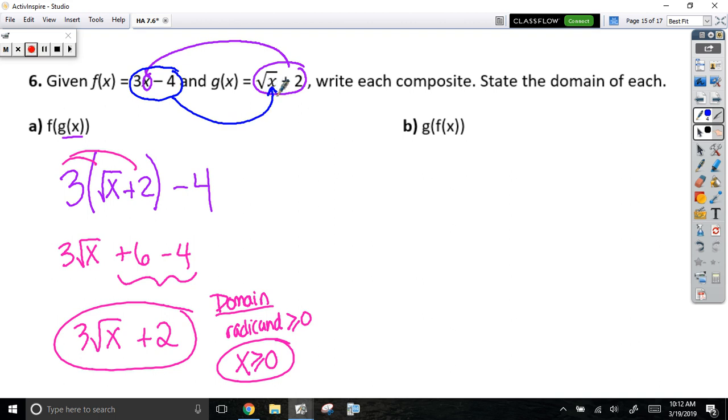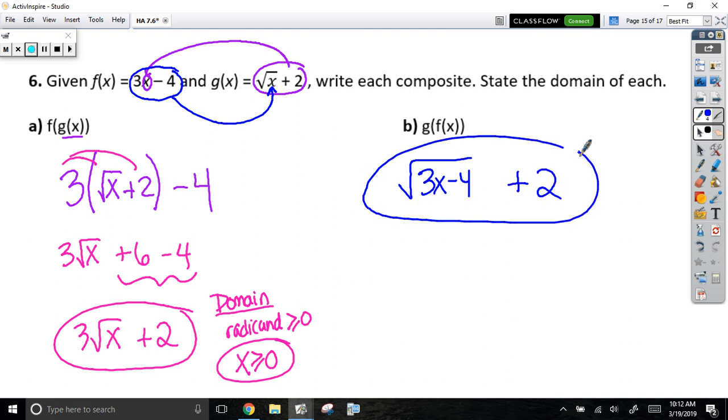So for g of f of x, you should have the square root of 3x minus 4 under the radical, plus 2 at the end. And there's nothing to simplify there. You cannot square root the 4. That's it. What should our restriction on the domain be?